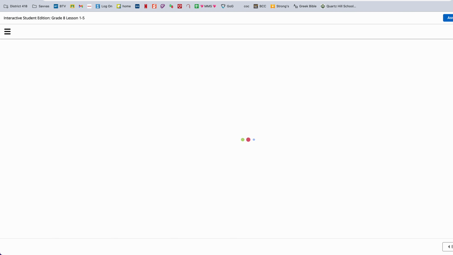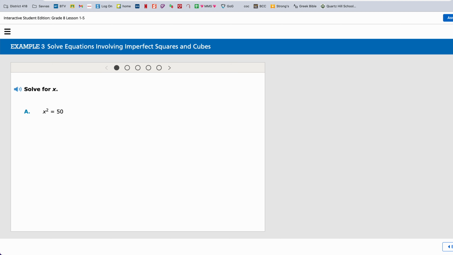Let's learn one more thing. What if we have numbers that are non-perfect squares? We've dealt with those before, right? If you put the square root of 50 in your calculator, what are you going to get?